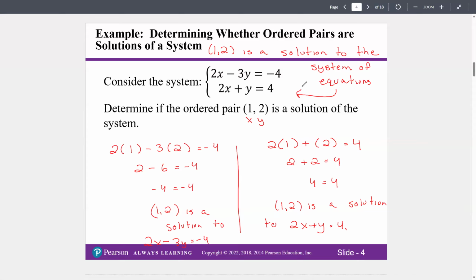So as long as it's a solution to all the equations in my system, it's a solution to my system of equations.